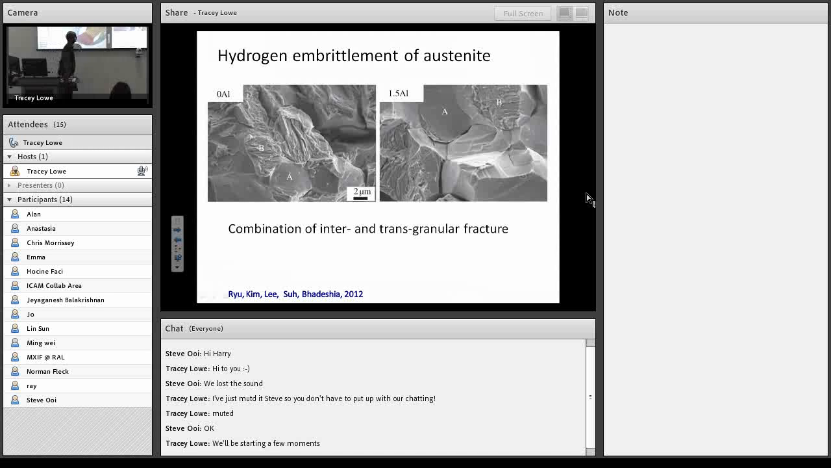And, you know, this is austenite. Okay. Everyone would say it is nice, ductile, no ductile-brittle transition. And you can see that in both cases, there is brittle-like failure. This is quasi-cleavage type failure. And some of it is transgranular, some of it is intergranular, and so forth.